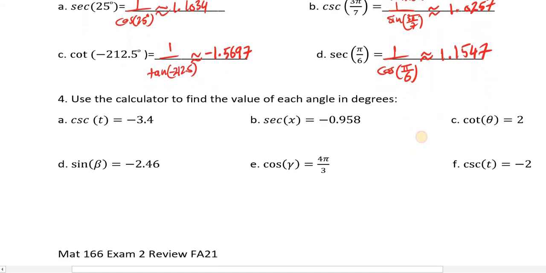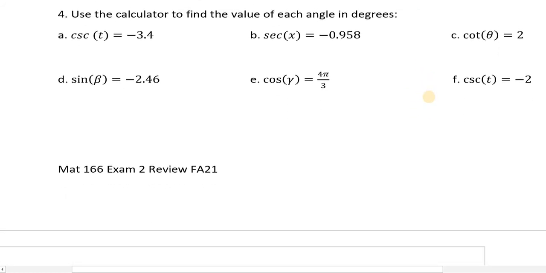Okay. And then the next question, if you have cosecant t is equal to negative 3.4, we need to find the value for t and x and beta and gamma and theta and t. Okay, so here we're going to use the inverse functions. We know that cosecant is 1 over sine, so we're going to say 1 over sine t is equal to negative 3.4, which means if you flip both sides, you're going to get sine t is equal to 1 over negative 3.4. If you want t, we know that t is equal to the inverse sine of 1 over negative 3.4.